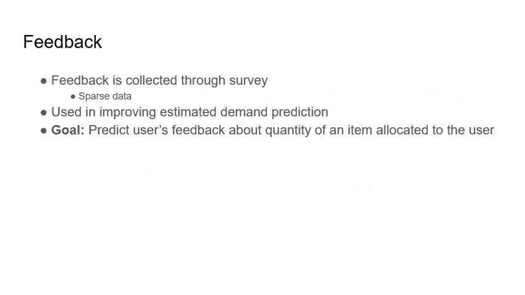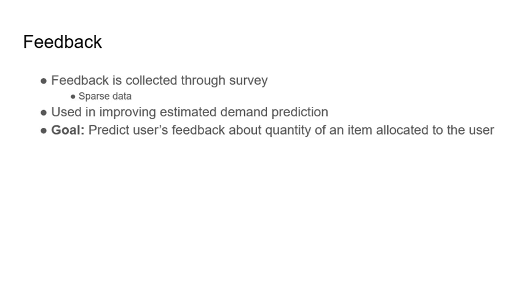Communication Group 2's focus was the feedback of the different allocations, specifically the feedback on quantity of the allocation of an item. In general, feedback tends to be very sparse because people don't like to fill out surveys and take the time needed to do that. But we were using feedback in the agent to improve the estimated demand prediction.